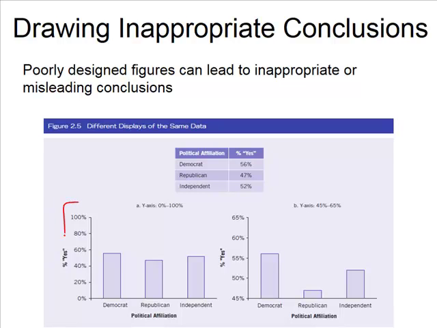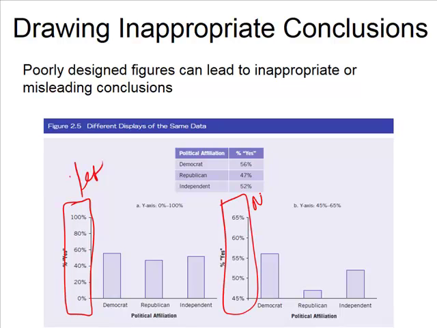Right. So the scale over here, is this the right one or the wrong one? Which one am I going to be angry at? Am I going to be angry at this one? No, I'm not. This is a yes. If you must, yes. This is a no. Why? Because it makes it look like there's actually a difference between Democrats, Republicans, and Independents. When there's not.